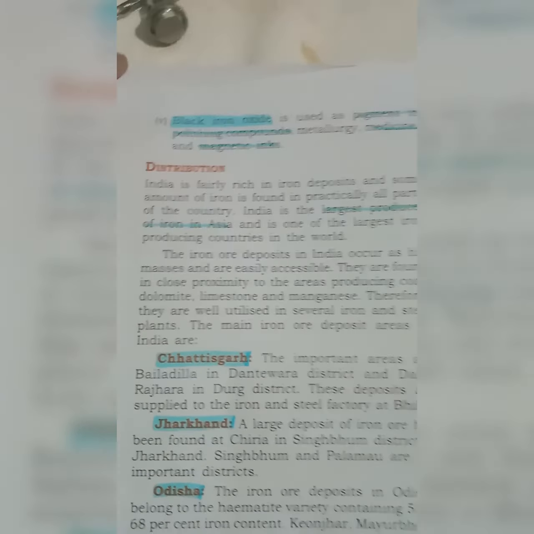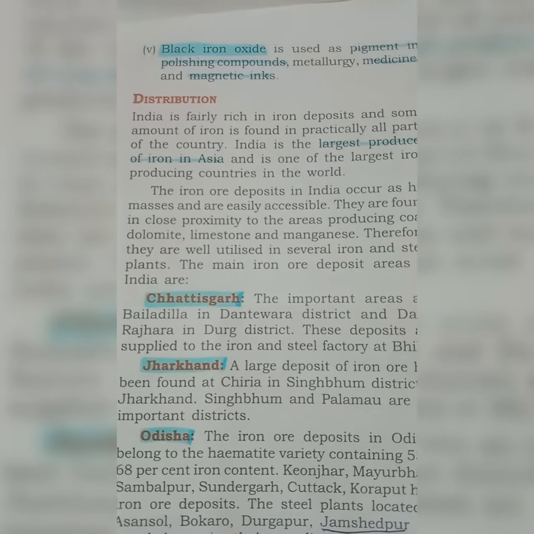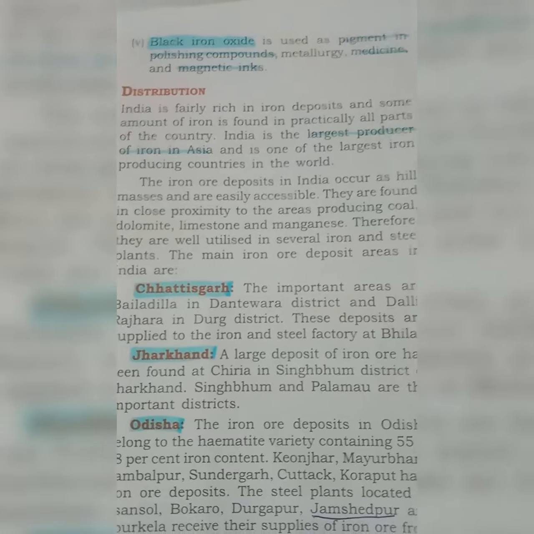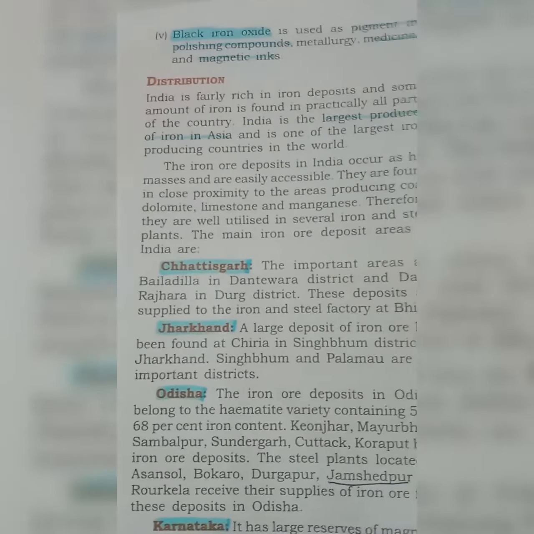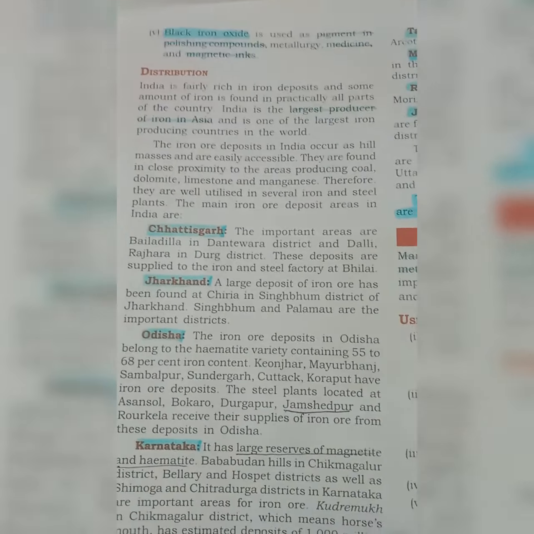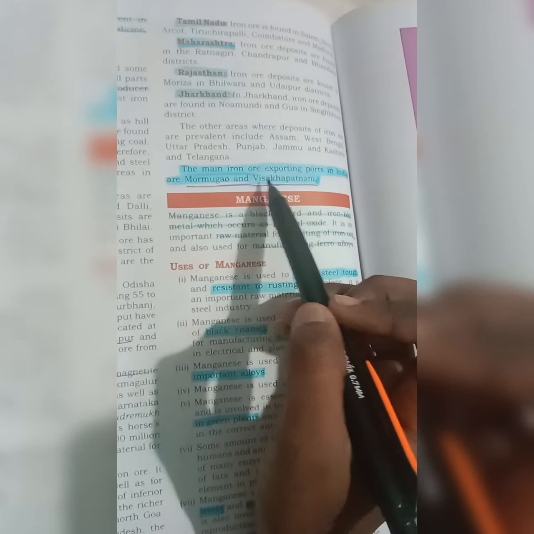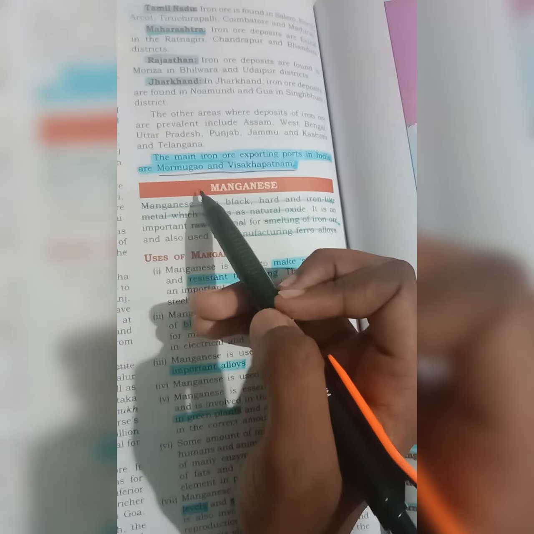Next, using iron ore as the raw material, black iron oxide is made. That is also a pigment which is used in polishing compounds, metallurgy, medicine, or magnetic inks. And in distribution, India is the largest producer of iron in Asia. You just remember the states: Jharkhand, Odisha, Karnataka, Goa, Andhra Pradesh, Tamil Nadu, Maharashtra, Rajasthan. And you should remember this: the main iron ore exporting ports in India are Marmagao and Visakhapatnam.